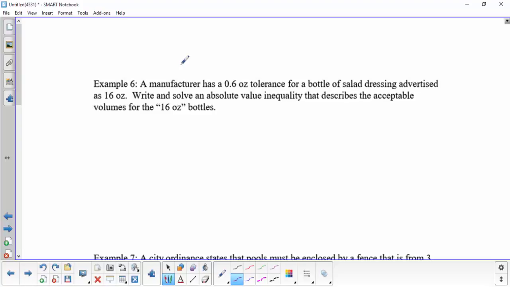Write and solve an absolute value inequality that describes the acceptable volumes for the 16-ounce bottles. So in order to do this, there's a little equation that helps us. Actually, it's not an equation, it's an inequality. So it's x minus the actual, or instead of actual, you can call it the desired. Okay. So it's the absolute value of x minus the actual, or x minus the desired, has to be less than or equal to the tolerance.